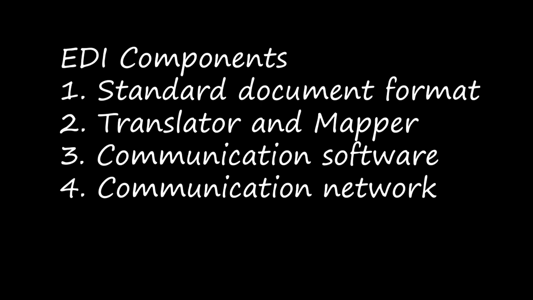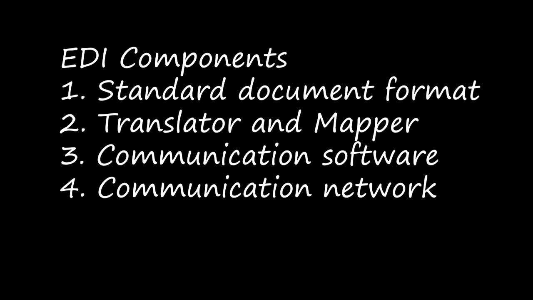And the first component is standard document format, right? And the next one is translator and mapper. Translator means it will translate the data, right? When you are translating from one language to another language, we'll say it as translator. Or if any data or message is translated from one code to another code, we'll say it as translator, right? And mapper means it is to identify a particular spot, right? That is mapper. And the next one is communication network and communication software.